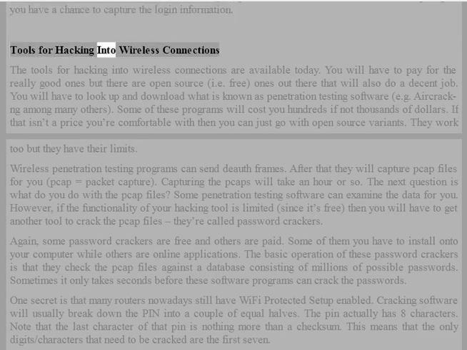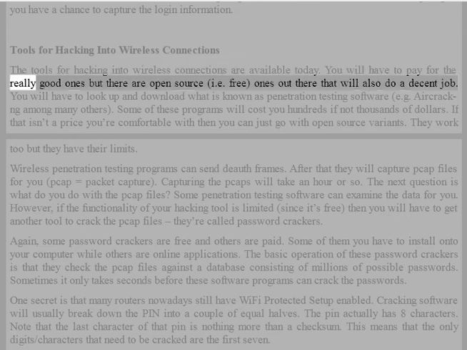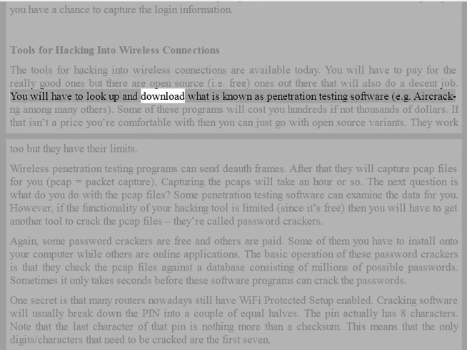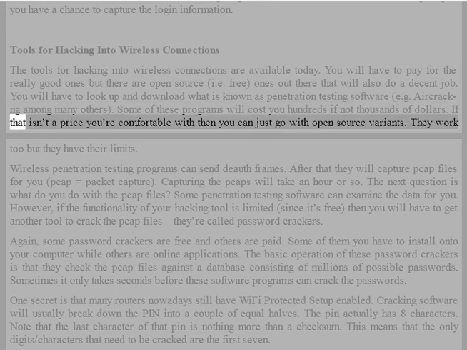Tools for hacking into wireless connections. The tools for hacking into wireless connections are available today. You will have to pay for the really good ones, but there are open source, i.e. free, ones out there that will also do a decent job. You will have to look up and download what is known as penetration testing software, e.g. Aircrack-ng among many others. Some of these programs will cost you hundreds if not thousands of dollars. If that isn't a price you are comfortable with, then you can just go with open source variants.